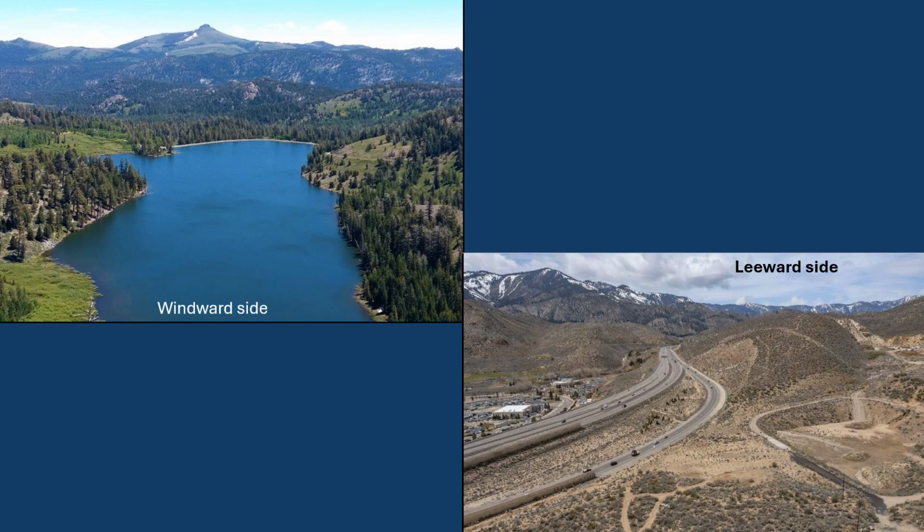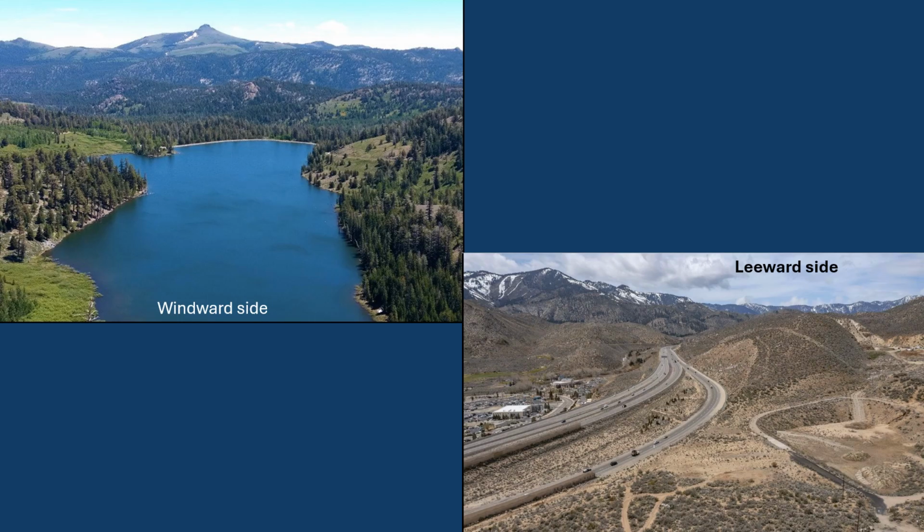This is a real-life example of the rain shadow effect. These are two locations on either side of the Sierra Nevada mountain range that separates California and Nevada. On your left-hand side, this location is on the western side of the Sierra Nevada, the windward side. This is quite lush and green. The vegetation, if you look at it, has very, very tall pine trees going on.